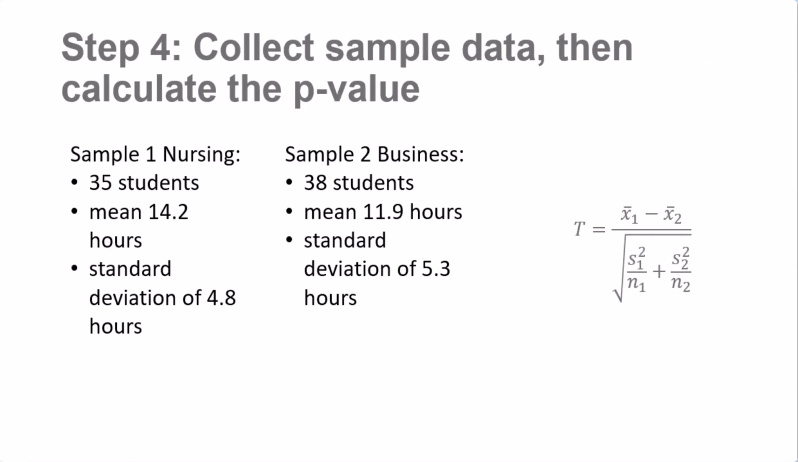Then step 4, we need to collect our sample data. I've summarized it from the original problem here. And then we're going to calculate the p-value. So if you were doing this without technology or without Desmos, which is what we're going to use here, you would use this test statistic formula that we just looked at, plug in all the sample means and the sample standard deviations and the sample sizes, and then use the t-distribution and a t-table or something like that to calculate the p-value. But we are going to use Desmos for this.